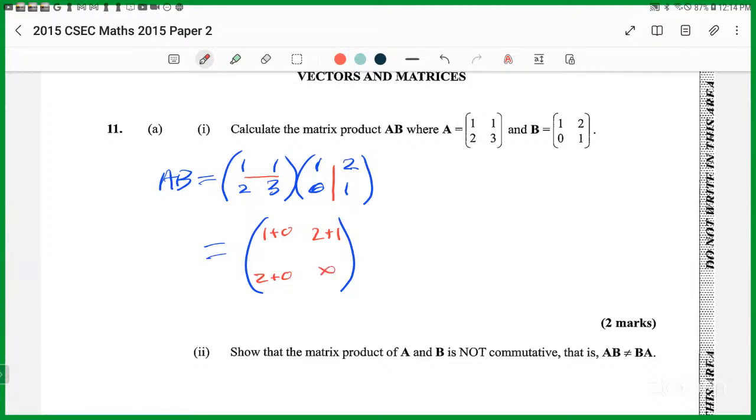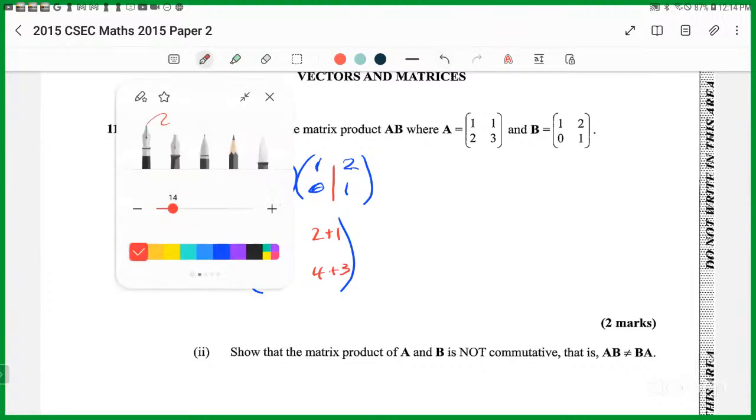And the last value down is positioned in the second row, second column. So to get it, we have to multiply this second row by the second column. So it is 2 times 2 and 3 times 1. 2 times 2 is 4. 3 times 1 is 3.